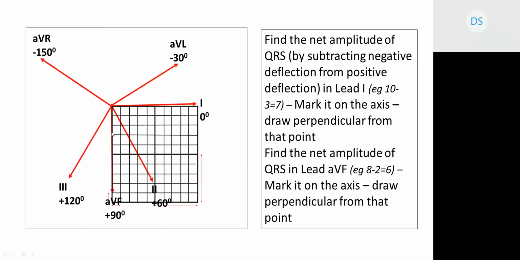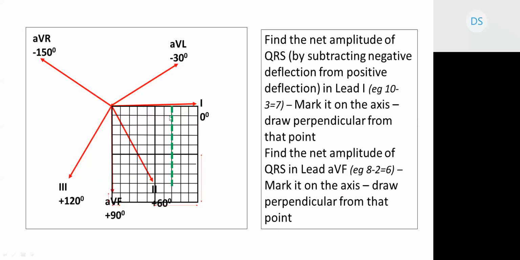Now let's see here. You can see that this is lead 1 and this is AVF. And this area is going to be lead 1 and AVF both positive. Then you can come to this quadrant. Now, for example, you have a QRS which in lead 1 is partly positive and partly negative. For example, it is 10 positive and 3 negative. So the net amplitude is 7 in lead 1. And hence you mark it as 1, 2, 3, 4, 5, 6 and 7. And you draw a line like this, which is perpendicular to lead 1.